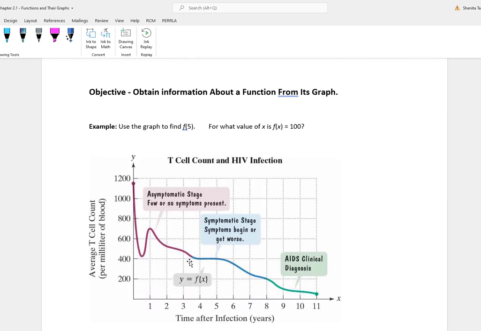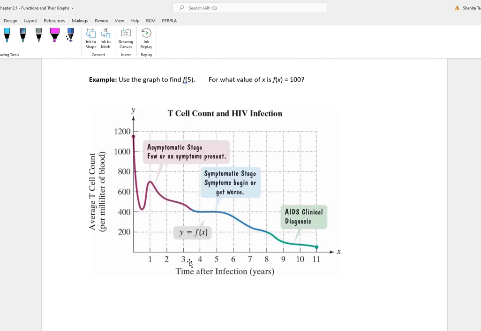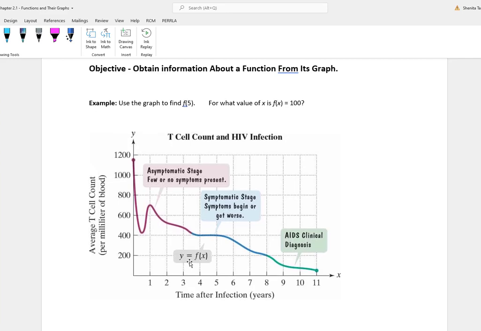Alright, so now we're going to talk about how to get information about a function from its graph. In this particular problem, this talks about T cell count and HIV infection. So it looks like your T cell count is high when you're first infected with HIV. You're likely at the asymptomatic stage, so you don't have any symptoms. However, as time progresses and the HIV is messing with the body, your T cell count goes down. So this horizontal axis talks about time after infection.